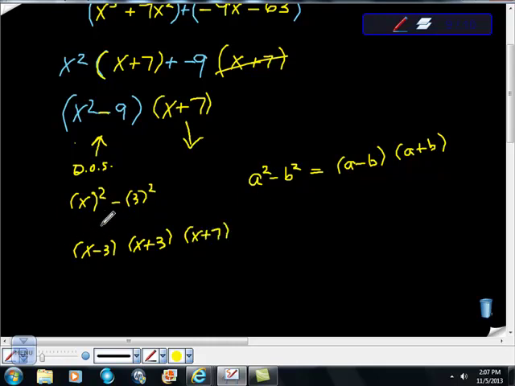Just really quick to show you, you can do the same thing here. I'm trying to prove to you that this thing has not disappeared. X times x is x squared. X times positive 3 is 3x. Negative 3 times x is negative 3x. 3x minus 3x is 0x's, which is in there. And then negative 3 times positive 3 is negative 9. So it's all there. All right?